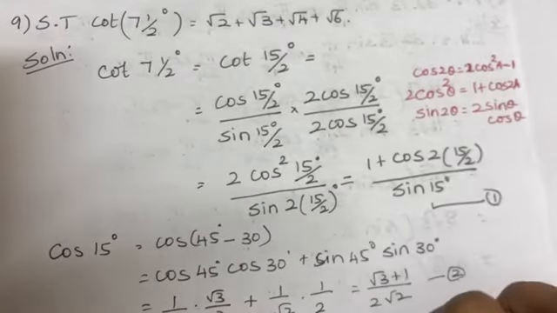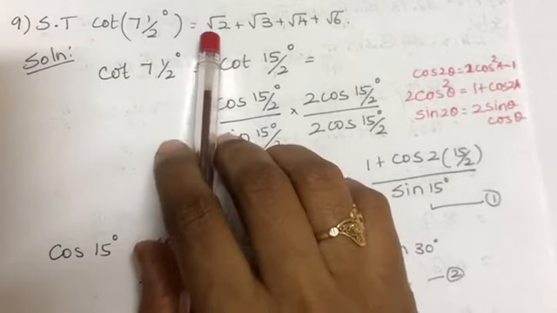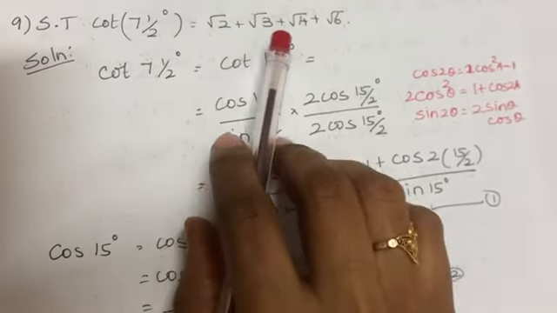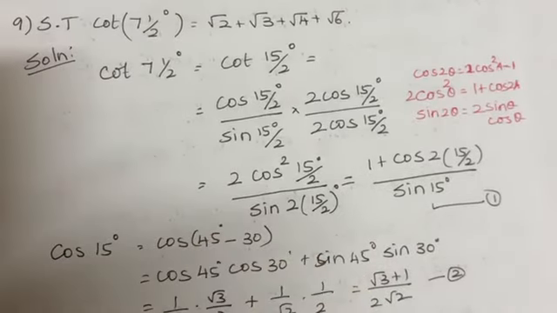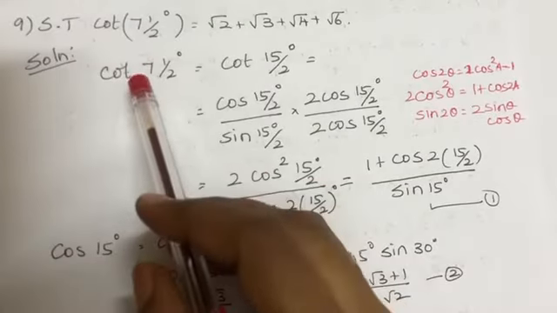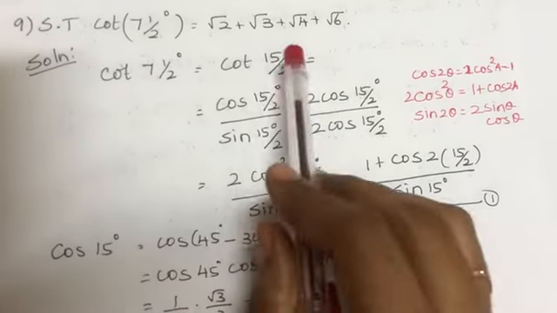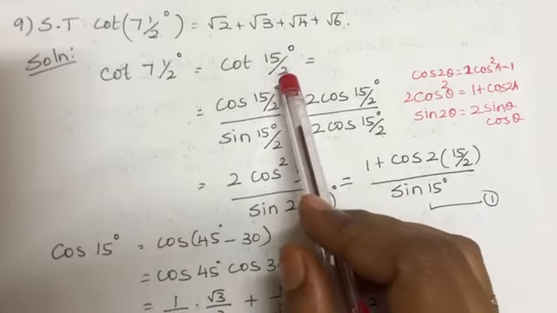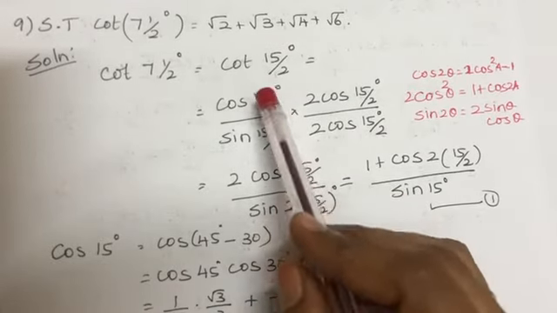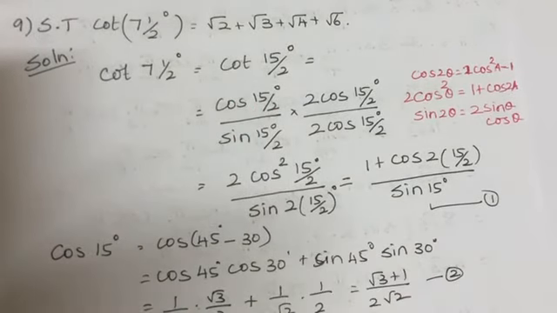Ninth one, show that cot 7.5 degree is equal to root 2 plus root 3 plus root 4 plus root 6. It is an important problem. So, cot 7.5, I take the LHS 7.5. I write 7.5 as 15 by 2. So, cot 15 by 2 degree. I write cot as cos theta by sin theta, that is cos 15 by 2 over sin 15 by 2.